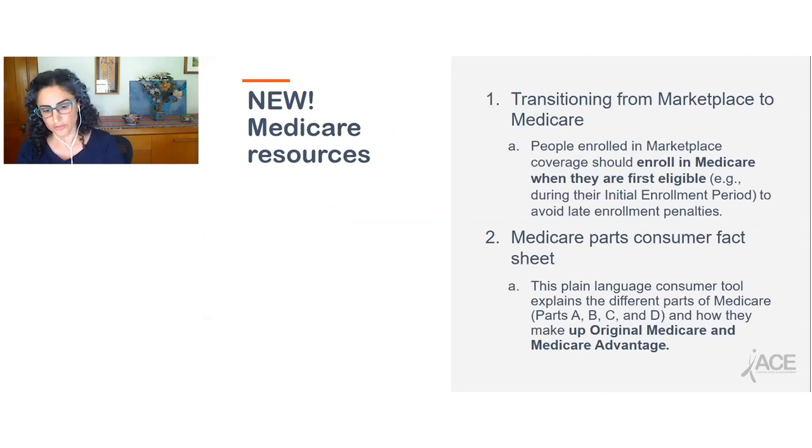And we've just released 2 more. These 2 are continuing sort of our focus on the basics. Transitioning from Marketplace to Medicare is designed to help providers work with clients to make sure they enroll in Medicare when they are first eligible during their initial enrollment period. That really helps people to avoid late enrollment penalties. And our Medicare Parts Consumer Fact Sheet is a plain language resource to help consumers learn about the different parts of Medicare, parts A, B, C, and D, and how they make up Original Medicare and Medicare Advantage.